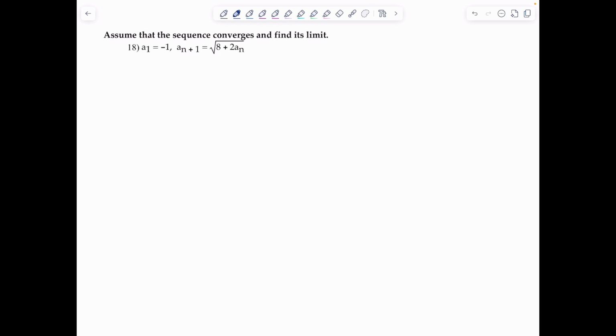Assume that the sequence converges and find its limit. Look, you guys, it's another recursive sequence, back to haunt us. So the first term is -1. Then they say a sub n plus 1 equals the square root of 8 plus 2an. They told me something very important: assume the sequence converges. That means I can assume that the limit as n approaches infinity of the general term a sub n equals some limit L, and L is a finite number, right?